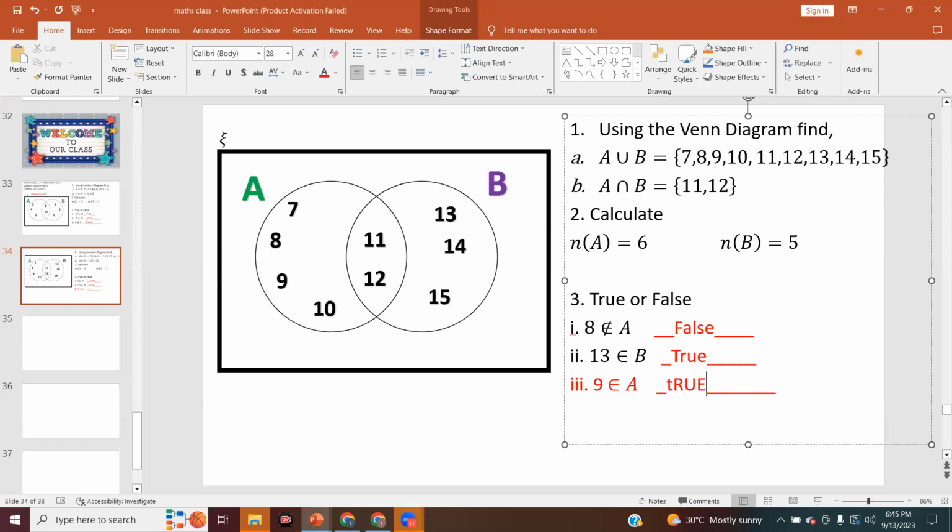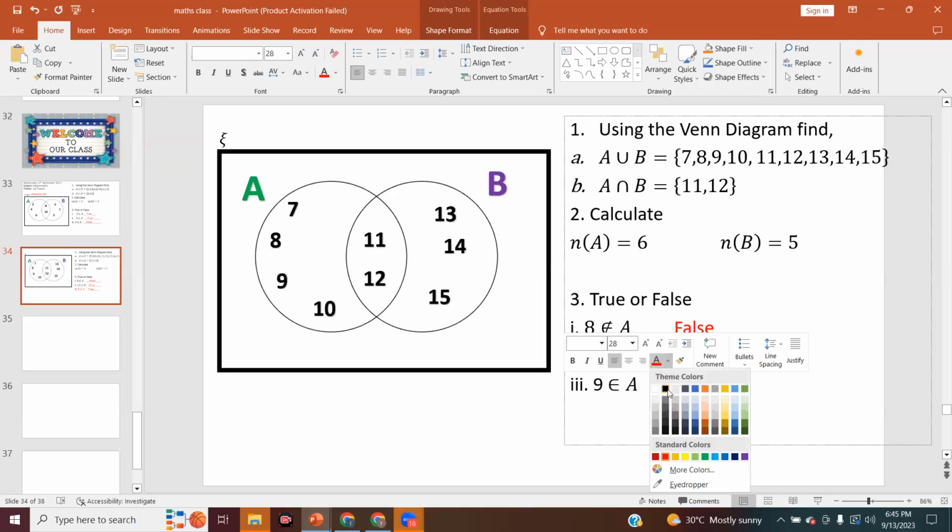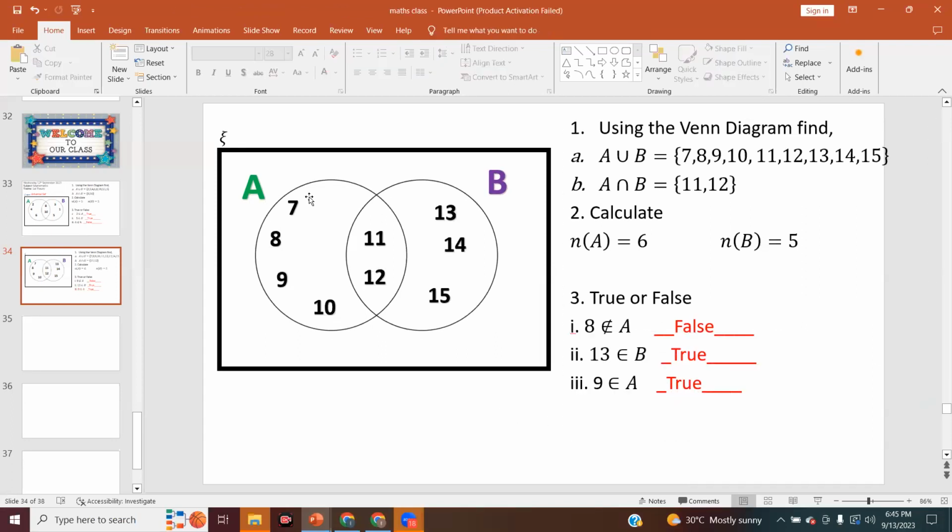Why is it true? Those are in the boxes. Because 9 is an element of it. Very good. Because inside this box we have 8, right? So 9 is an element of 8. All right, so please write this down.